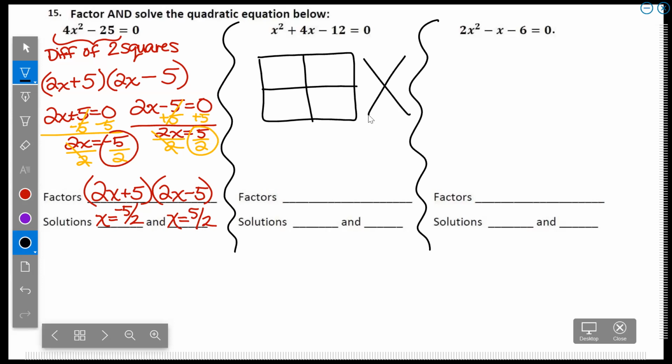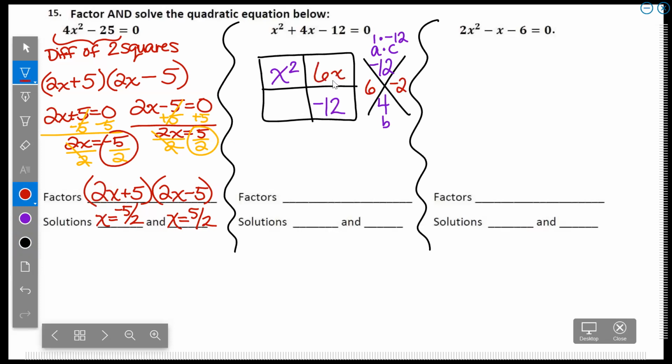What goes up here in the upper left? X squared. What goes in the lower right? -12. I have to multiply A and C together. So 1 times -12. I need 2 numbers that multiply together to give me -12. But when I add those same 2 numbers, I get what? I get 4x. I get 4. Well, what multiplies to -12 but adds to +4? 6 and -2.